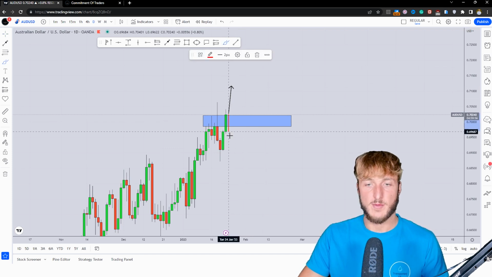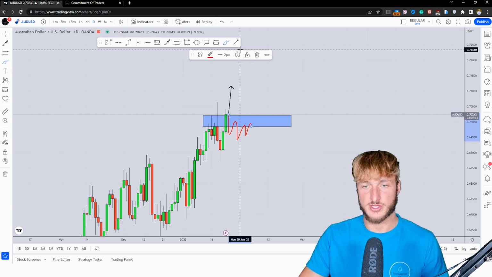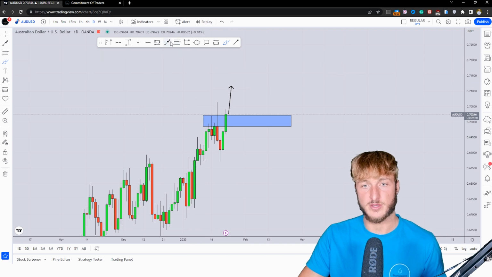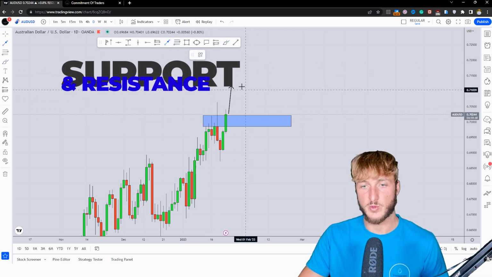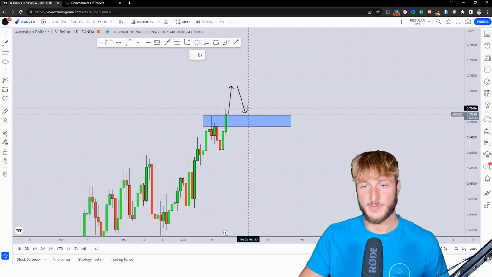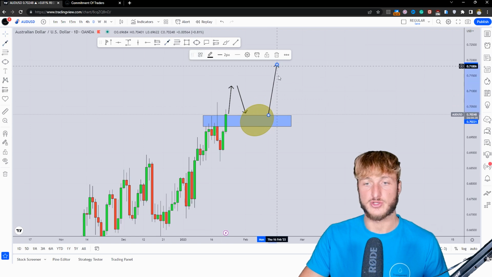Now, if it remains below the zone, there is really nothing interesting at the moment. However, if it breaks above this zone, things get very interesting because all this previous resistance would become support. And on the retest of the previous resistance turned support, at that point, we would have very good probabilities for a potential rejection to the upside.